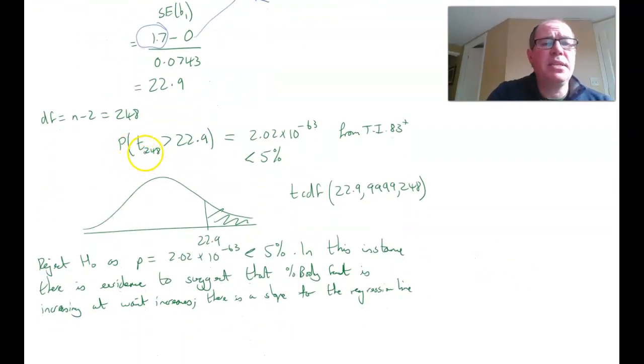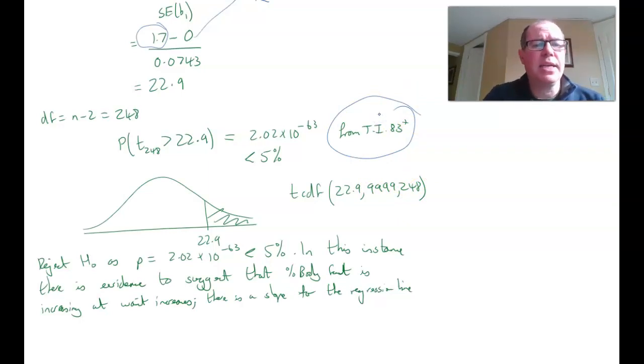So the probability of getting our test statistic or worse is a very small number, less than 5%. Remember, you enter tcdf 22.9 up to infinity. The 9999 represents infinity, and the degrees of freedom at the end. And don't forget to write where you're getting it from, tables or your TI calculator.